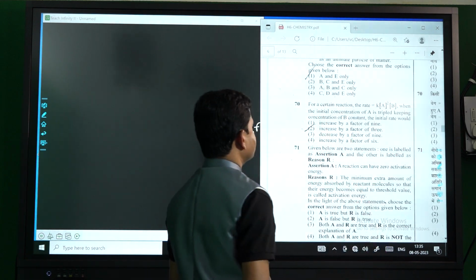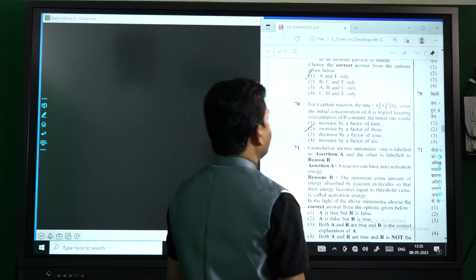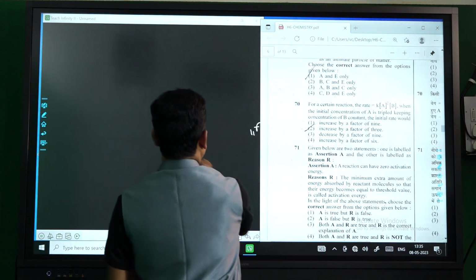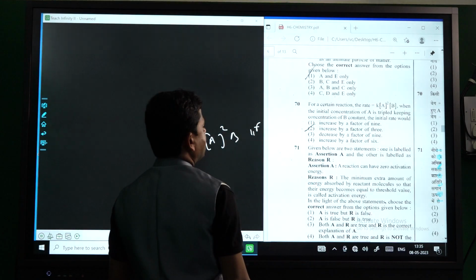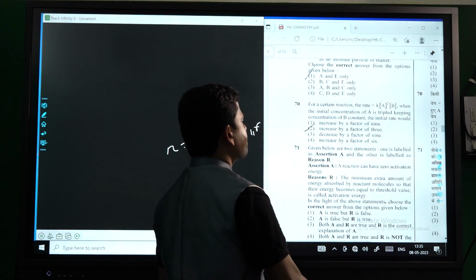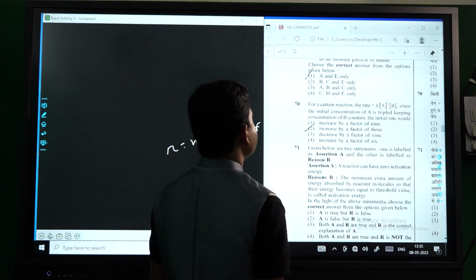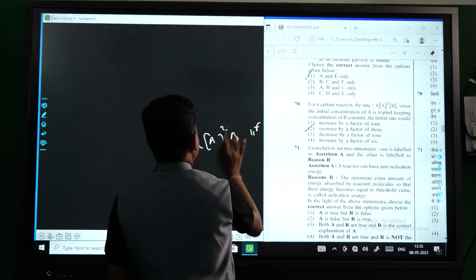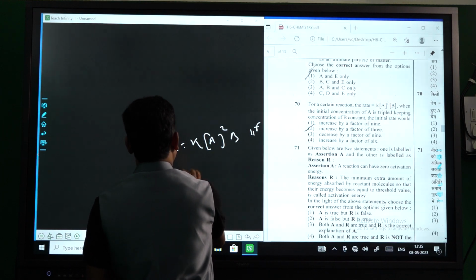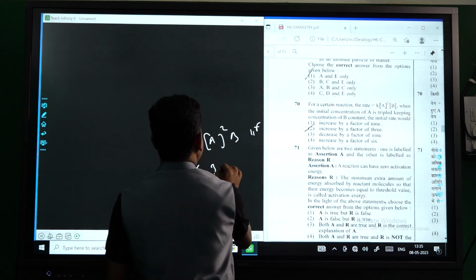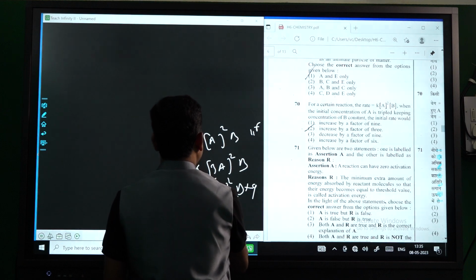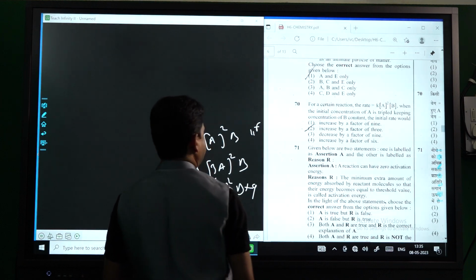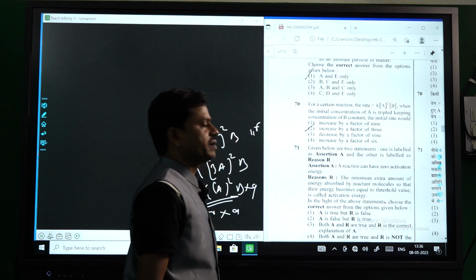Then come to question number 70. For a certain reaction, the rate law equation is given: R equals K A square into B, where the initial concentration of A is tripled, keeping the concentration of B constant. So don't consider B. So R dash equals K into 3A square into B, so K A square B into 9. So R dash equals R into 9. So the answer is increased by a factor of 9.